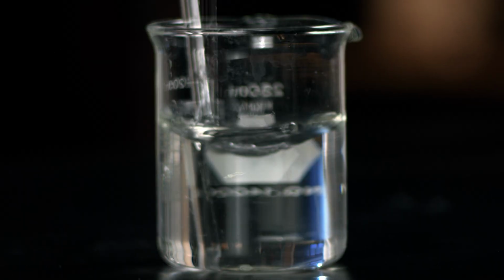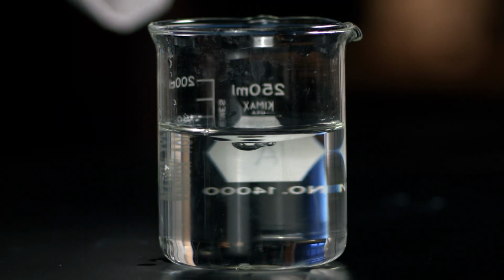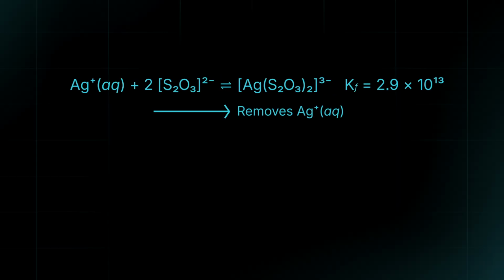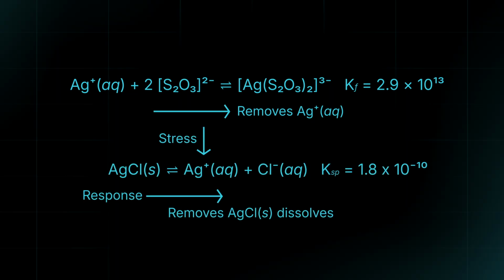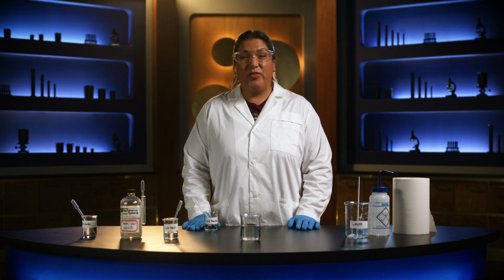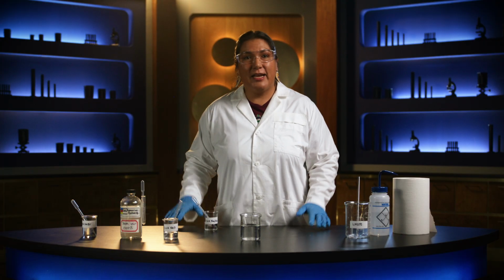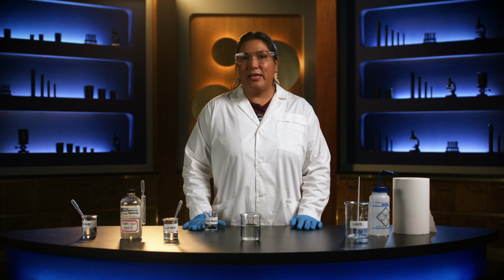Just like that, the silver bromide disappears. We have made a new complex that is soluble in water. The thiosulfate ions pull the silver into a new highly stable complex, completely shifting the equilibrium. What looks like a clear, colorless solution is actually a thunderstorm of ions, breaking apart, coming together, and dancing to the rules of dynamic equilibrium.